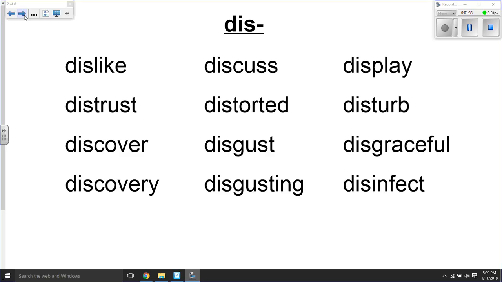Our review. Our prefix is dis, as in dislike, distrust, discover, discovery, discuss, distorted, disgust, disgusting, display, disturb, disgraceful, and disinfect. The prefix dis is defined as negative, no or not, and going away from. Dislike means to not like someone or something. When something is disinfected, the source of the infection is taken away.